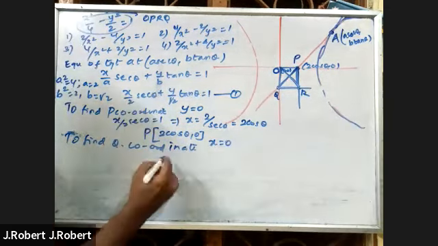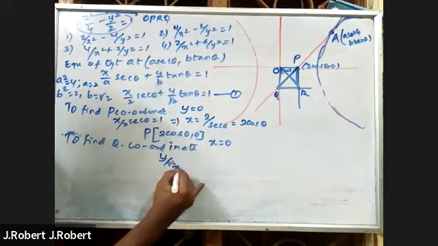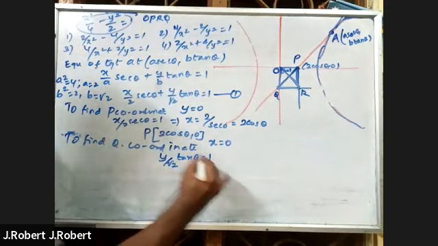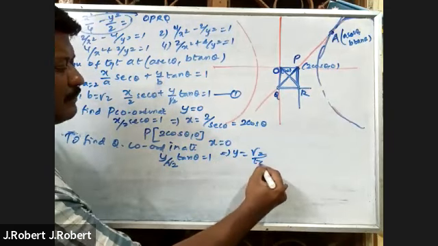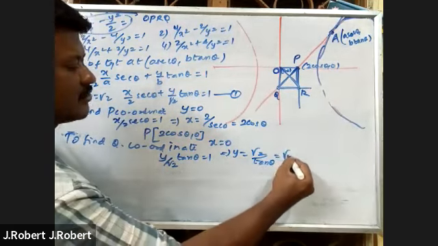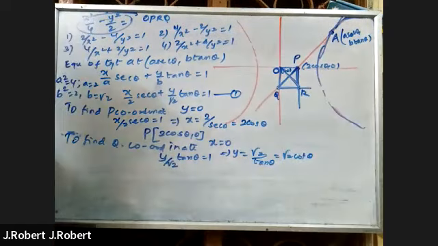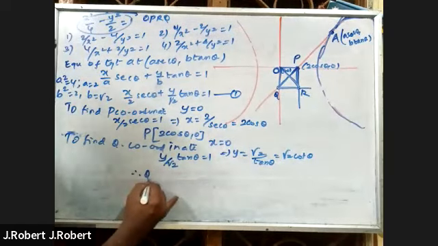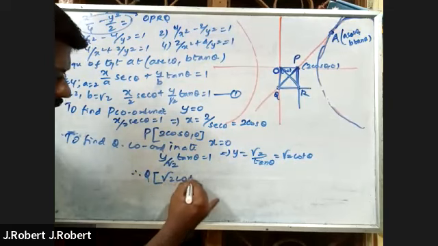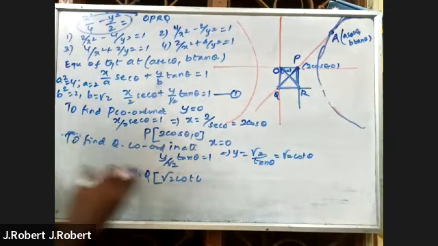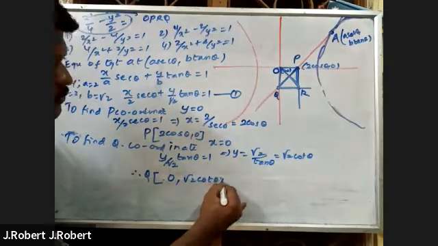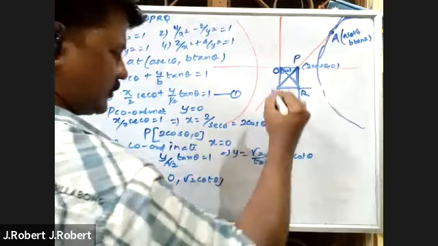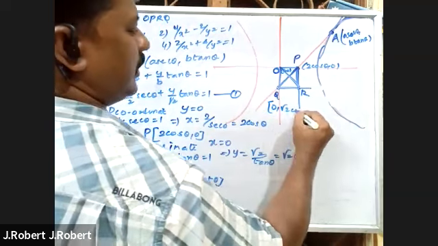If I put x is equal to 0, I will get y by root 2 tan theta is equals to 1. I want the y value, so y is equals to root 2 divided by tan theta. 1 by tan theta is cot theta, so I can write this as root 2 cot theta. Therefore the coordinate Q is, sorry, x value 0, y value root 2 cot theta. So your Q value is equals to (0, root 2 cot theta).